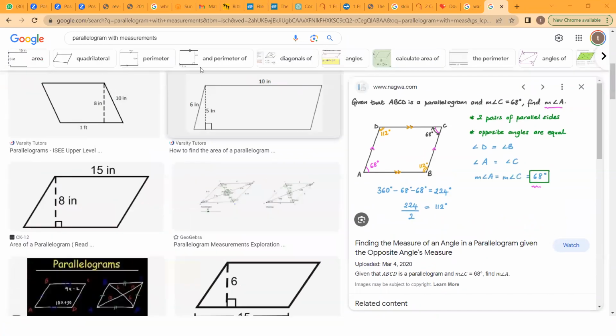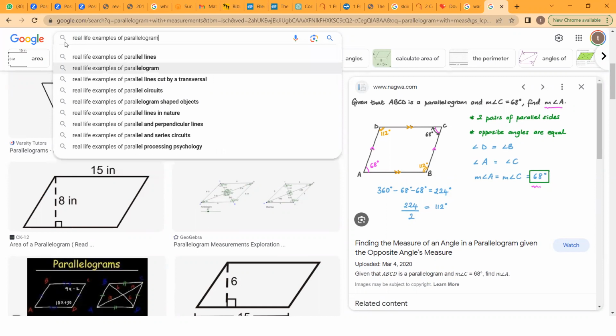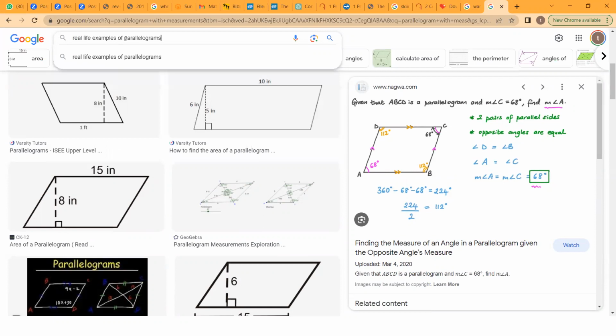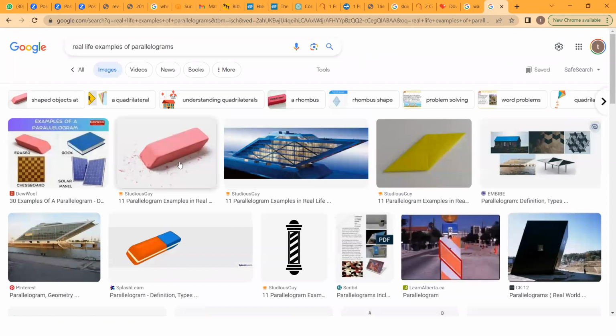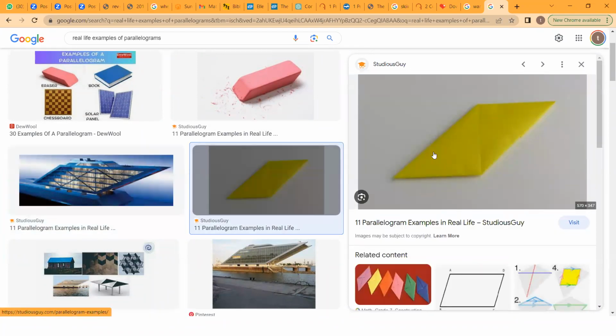What I also wanted to show was real life examples of parallelograms. So we have parallelograms in everyday life as well. Your eraser. Now it's a three-dimensional one, but it's not exactly it. This one also has the shape of a parallelogram. This is very pretty. This is a parallelogram, kind of cool. This is also a parallelogram.